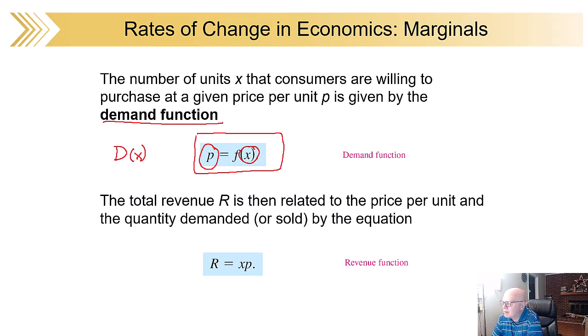Also notice this is another one. Here's your price that you got up here from the demand function. If we want the revenue function, all you need to do is take the price, multiply it by how many items you're selling, and that's how much money is coming in. Also called the revenue function. Revenue equals number of items times the price per item.